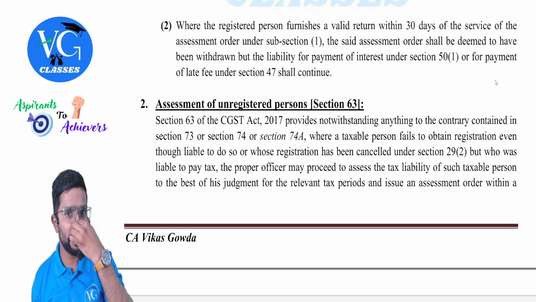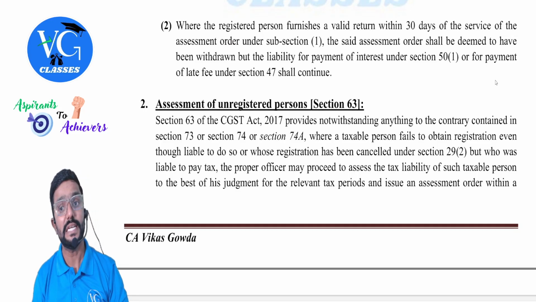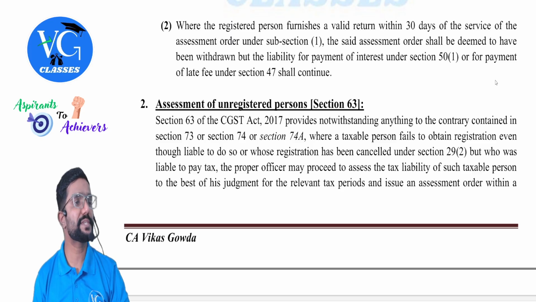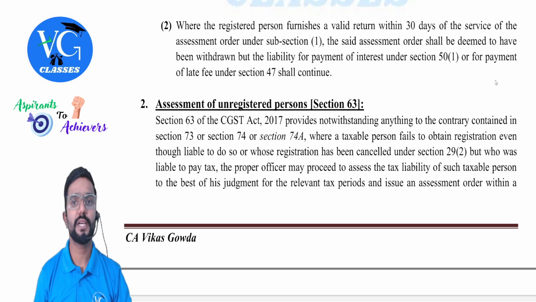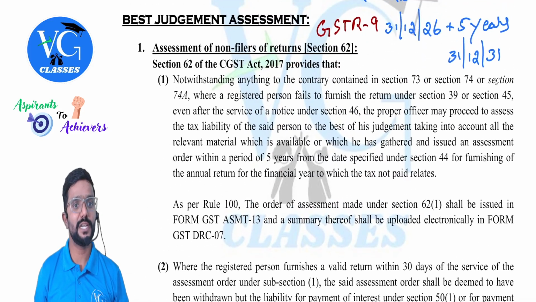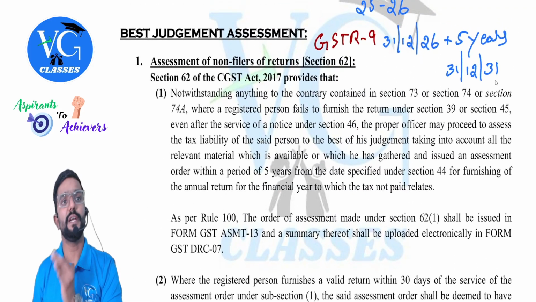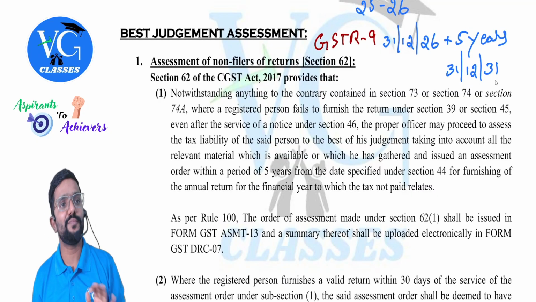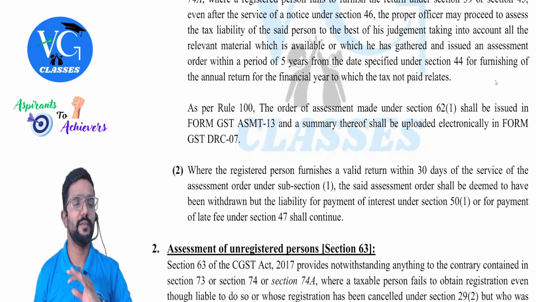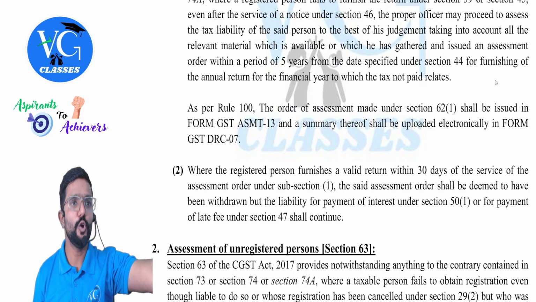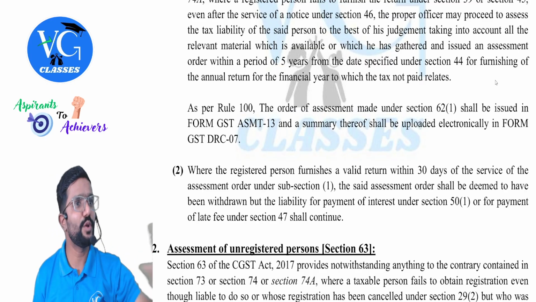Subsection 2. Where a registered person furnishes a valid return within 30 days of service of the assessment order under subsection 1, the said assessment order shall be deemed to have been withdrawn, but the liability for payment of interest under section 50 subsection 1, that is at 18%, or for payment of late fee under section 47 shall continue. That is, once the best judgment assessment order is passed in ASMT 13, if within 30 days of passing this order I have filed my returns and paid all the tax along with interest, then the case is concluded. No more procedure.